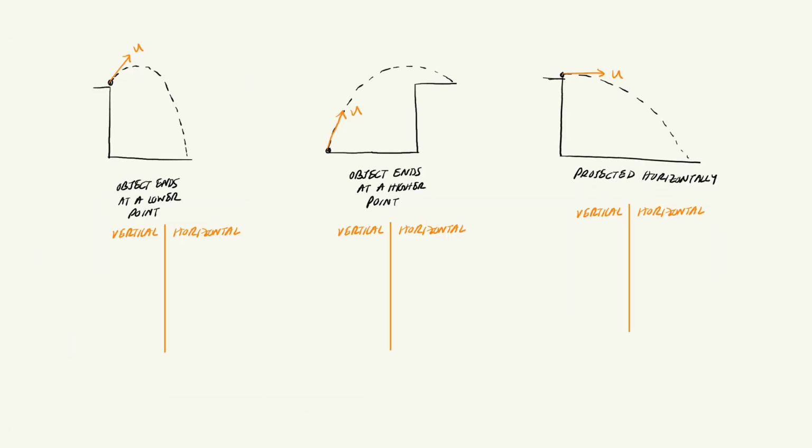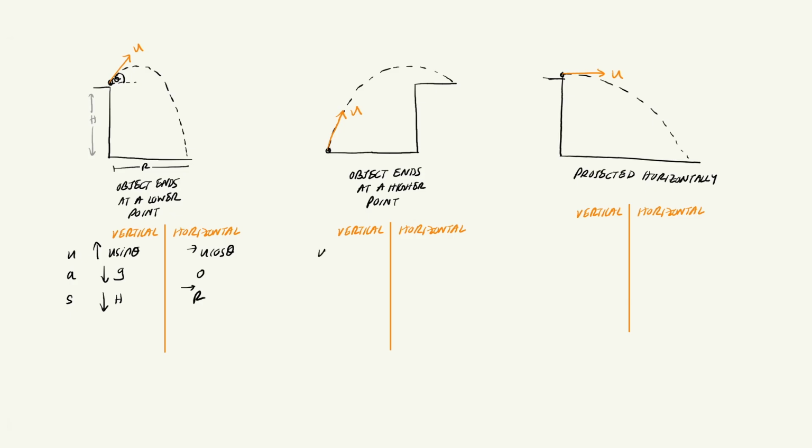Case 1. If the object ends at a lower point. Here, the object is launched from a height at some angle theta and lands on the ground below, lower than where it started. So the overall vertical displacement is downward. Vertical. Initial velocity is u sine theta, upward. Acceleration is g, downward. Displacement is h, downward. Horizontal. Initial velocity is u cosine theta. Acceleration is 0. Displacement is r.